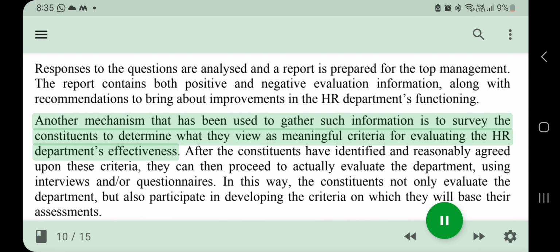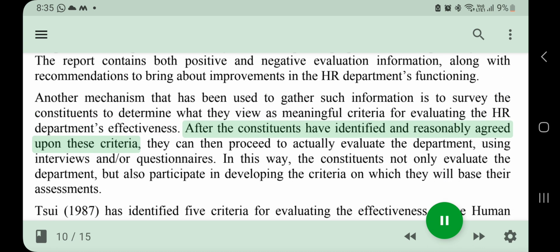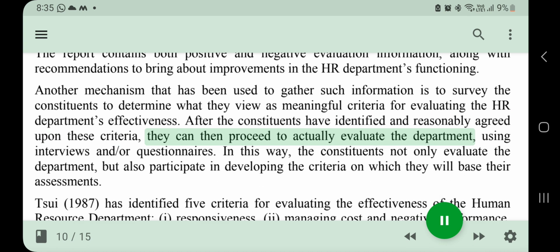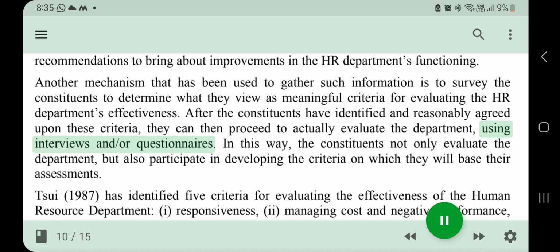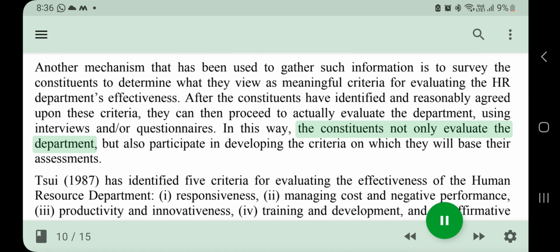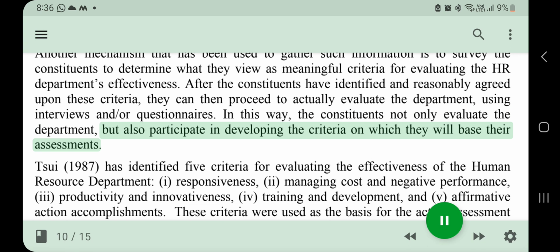Another mechanism that has been used to gather such information is to survey the constituents to determine what they view as meaningful criteria for evaluating the HR department's effectiveness. After the constituents have identified and reasonably agreed upon these criteria, they can then proceed to actually evaluate the department, using interviews and/or questionnaires. In this way, the constituents not only evaluate the department, but also participate in developing the criteria on which they will base their assessments.